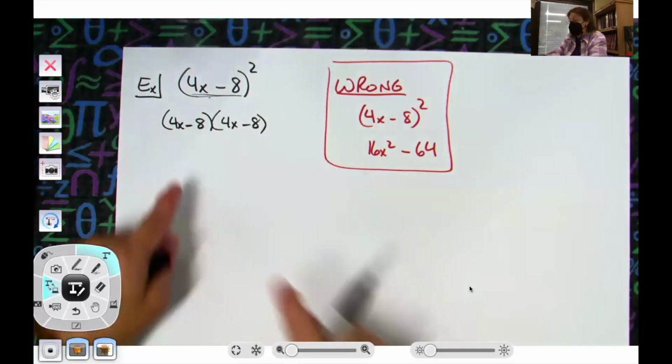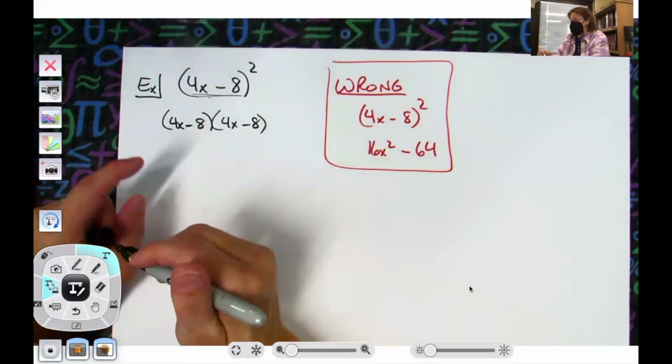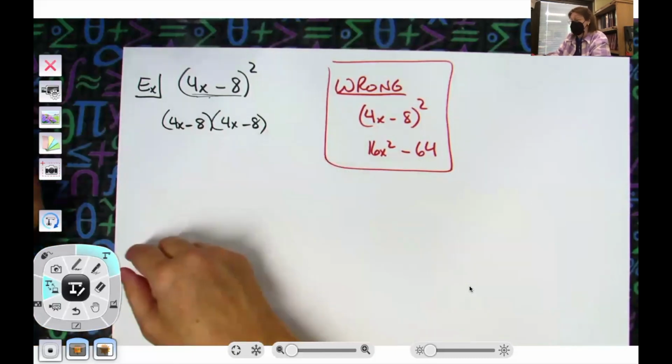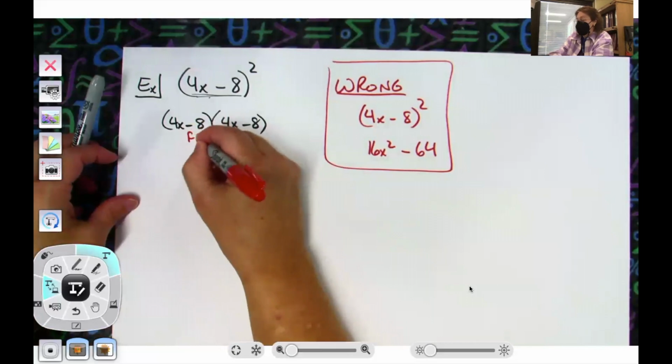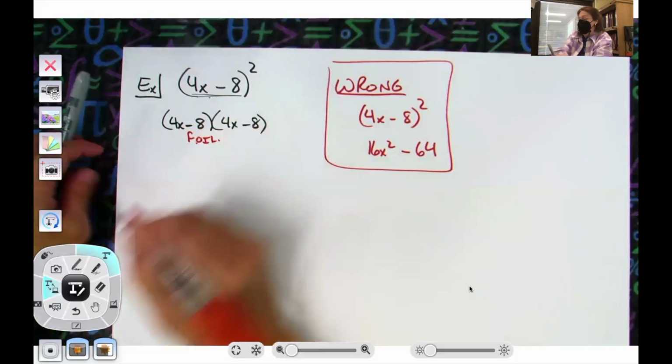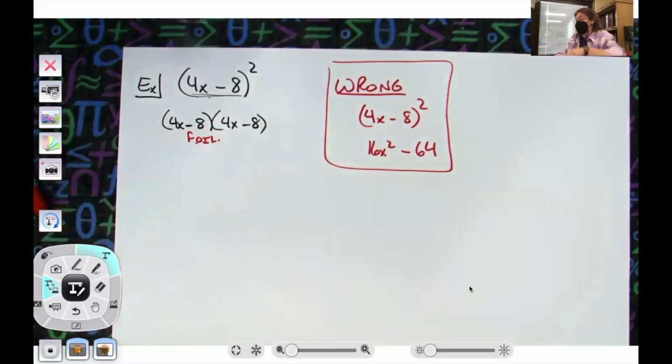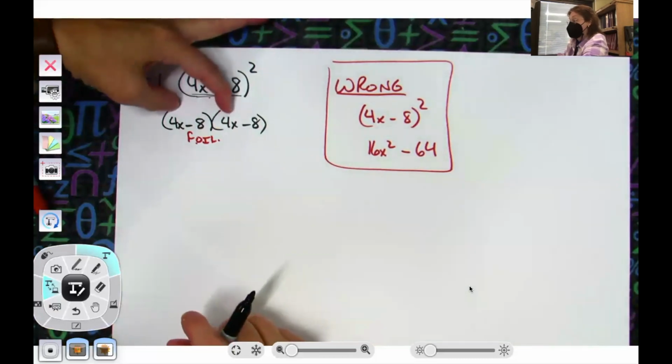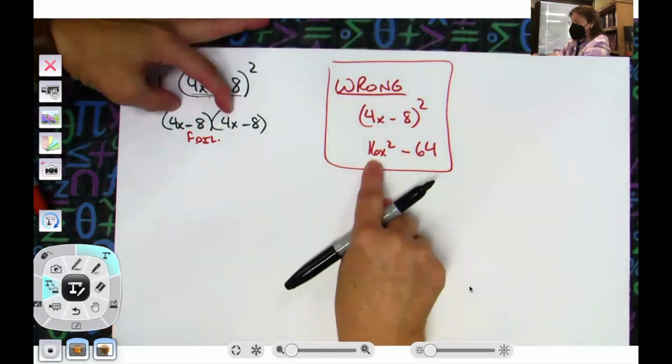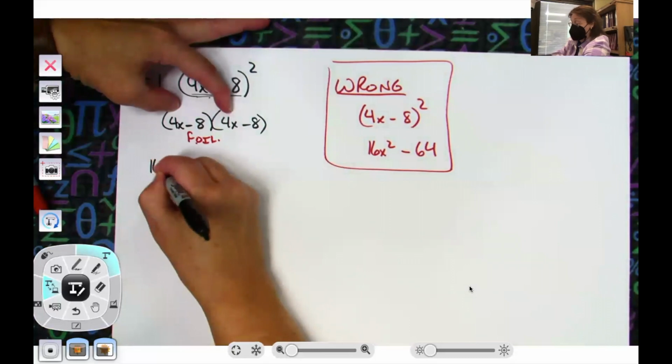And now hopefully you clearly see that you could use FOIL on this. You've got a binomial times a binomial. You can either FOIL it or use repeated distributive property. Now when I multiply those first terms, I do get a 16x squared. So that term is correct.